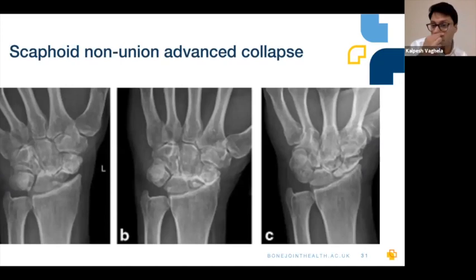So what happens if you don't treat scaphoids? You develop something called scaphoid non-union advanced collapse, or SNAC wrist, and there's a progressive arthritis of the wrist. There are 3 or 4 different stages. In the initial stage, you get radioscaphoid arthritis, so on the radial side you get joint space narrowing, and then this progresses to scaphocapitate arthritis, and then pancarpal arthritis, and that's when you might see somebody presenting with stiffness and pain in the wrist.